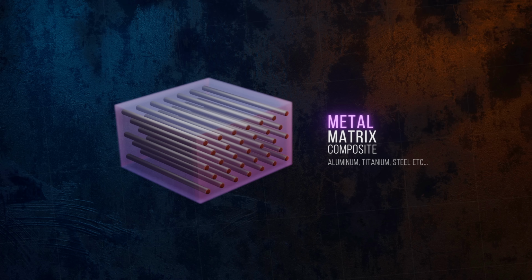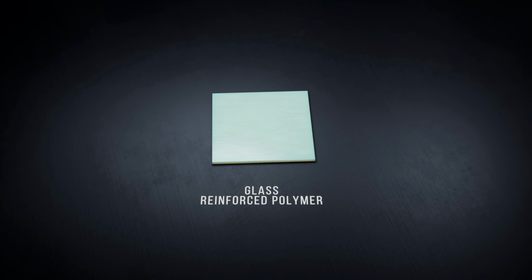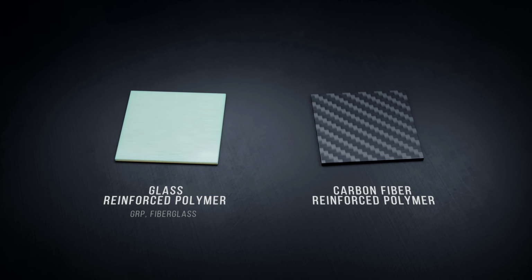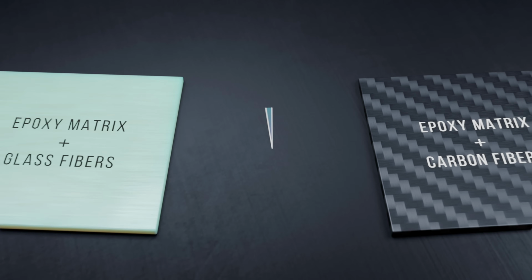Probably the most widely used composite materials in engineering applications are the fiber-reinforced polymer matrix composites. This category of composites includes glass-reinforced polymers, also called GRP or fiberglass, and carbon fiber-reinforced polymers, or CFRP. These composites usually have an epoxy matrix, which is a thermosetting polymer, and the dispersed material is glass or carbon fibers, which make up around 60% of the material by volume.